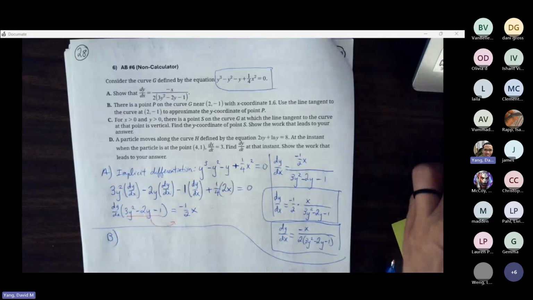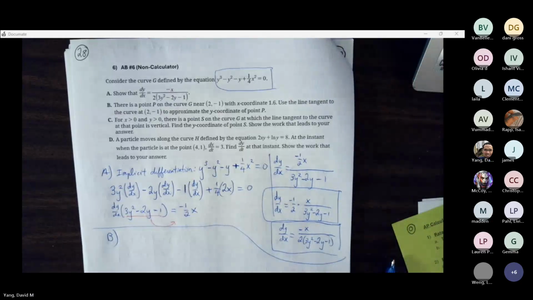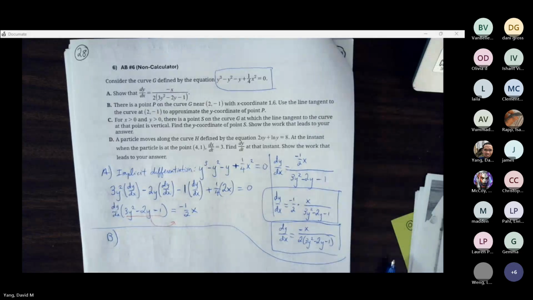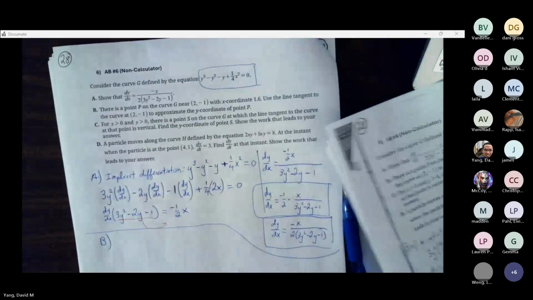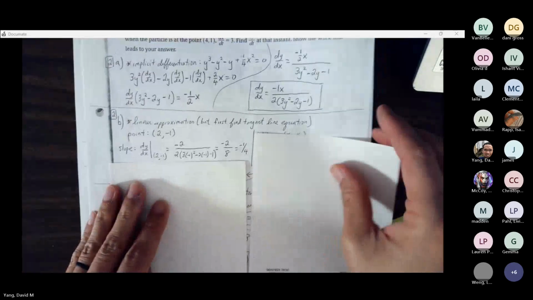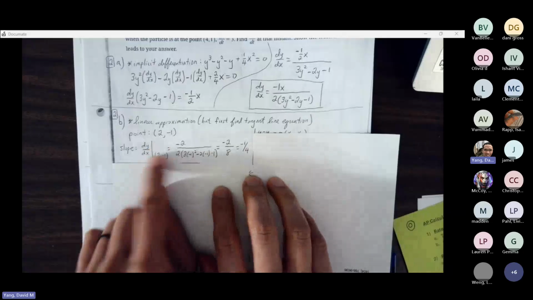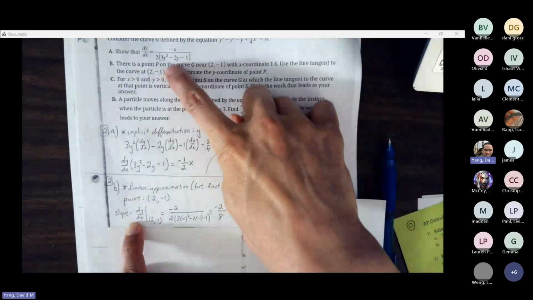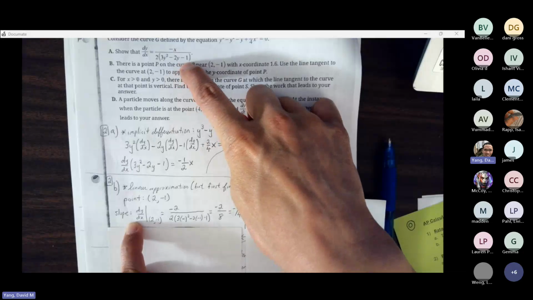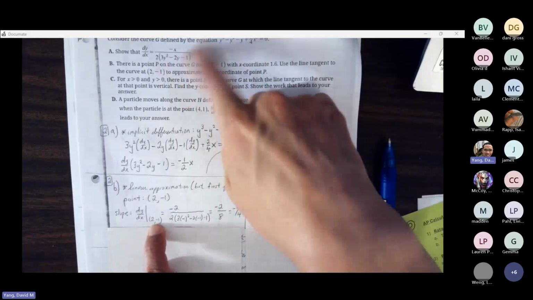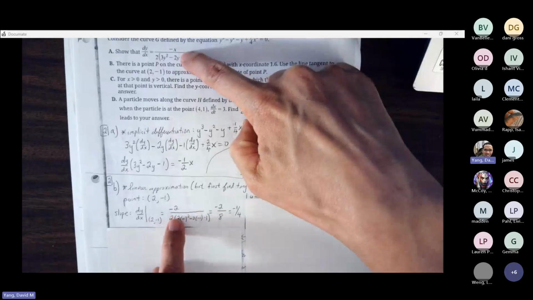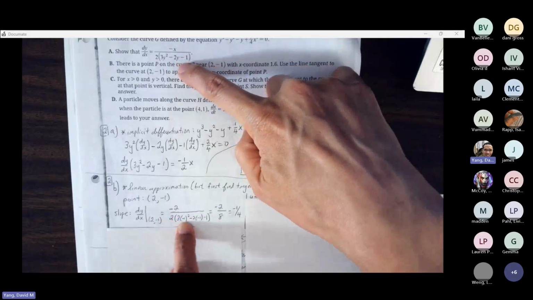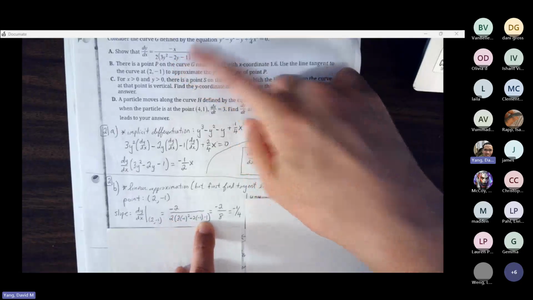So let me just show the steps for my key. So here's my ordered pair, (2, -1). Here's my derivative function, -x/2 times (3y squared minus 2y minus 1). I'm just going to take that ordered pair and put it into my derivative to get my slope. So -2/2 times (3 times (-1) squared minus 2 times -1 minus 1).